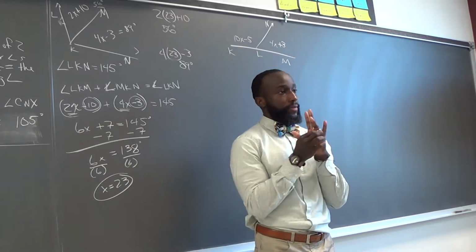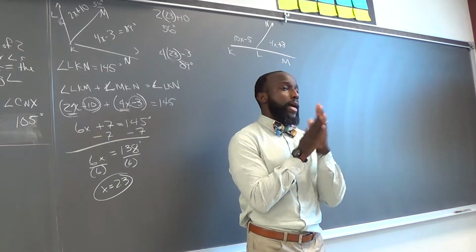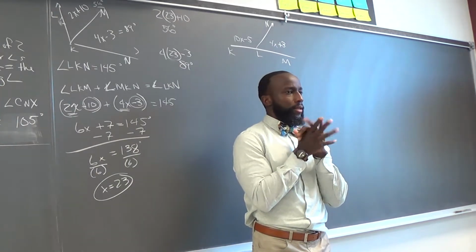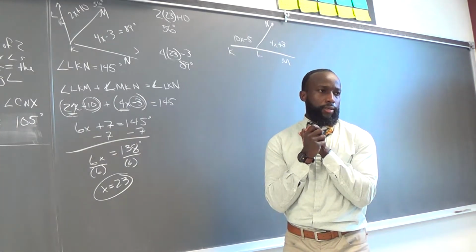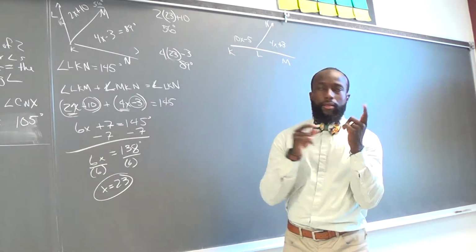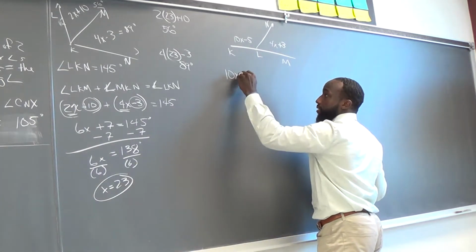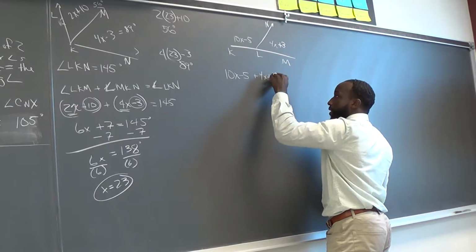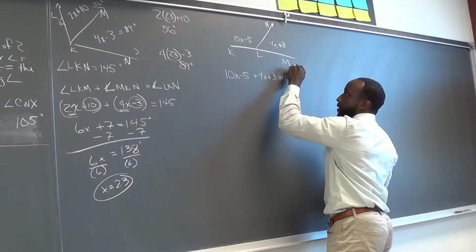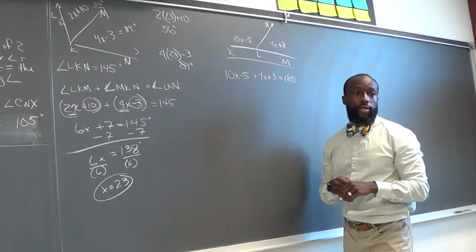Would you set them equal? Okay, do you disagree? Yeah, 10x minus 5 plus 4x plus 3 equals 180. Why 180? Because it's a straight line. Yeah, it's a straight angle right here. Very good. So you got 10x minus 5 plus 4x plus 3 equals 180 because this is a straight angle.